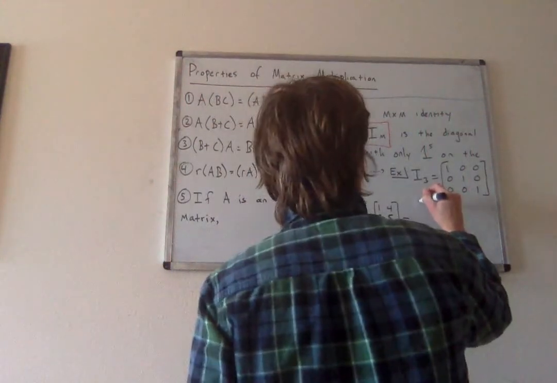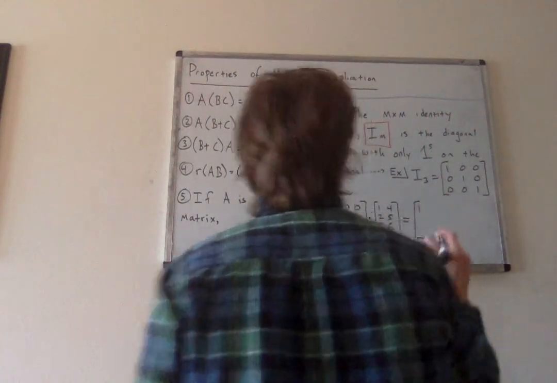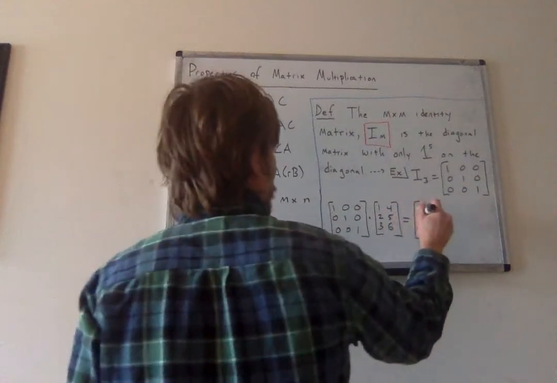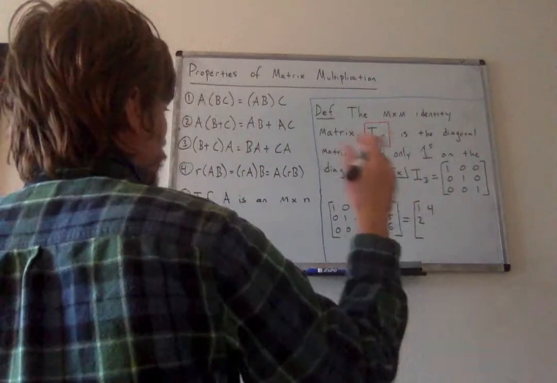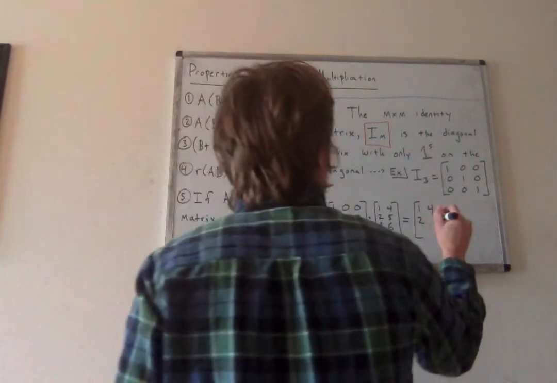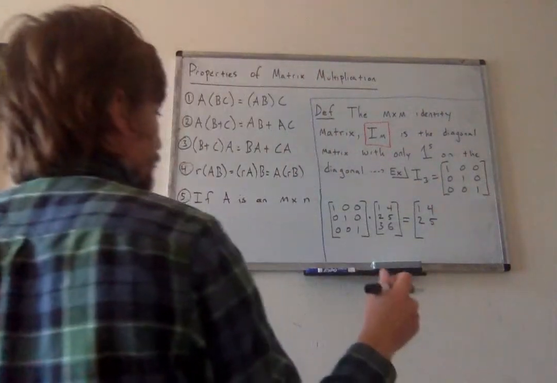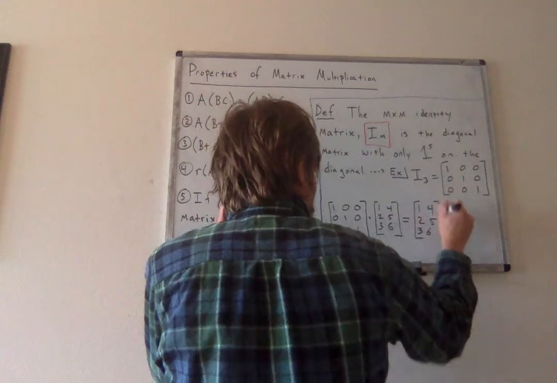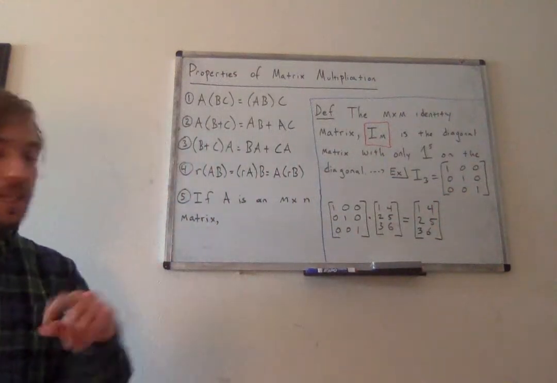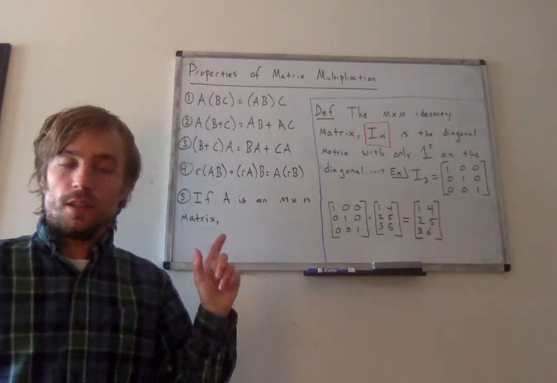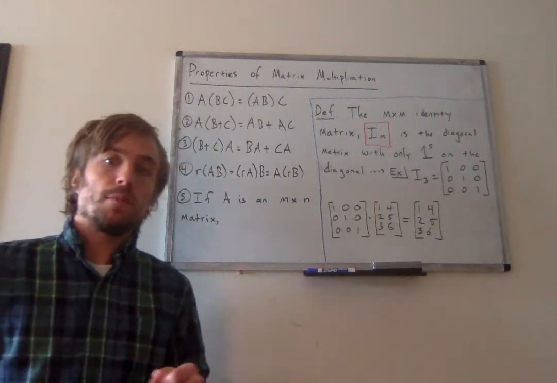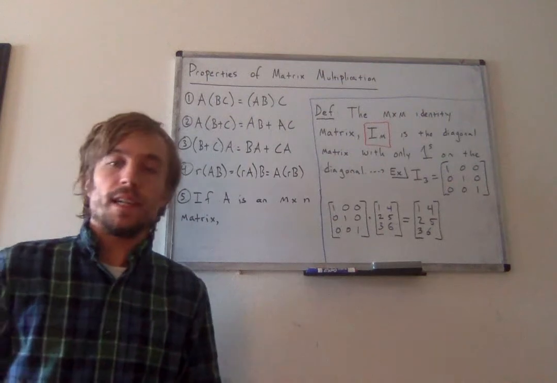1, 0, 0 matches up with 1, 2, 3. 1, 0, 0 matches up with 4, 5, 6. 0, 1, 0 matches up with 1, 2, 3. 0, 1, 0 matches up with 4, 5, 6. And 0, 0, 1. Well, you might get the trend at this point. It turns out the identity matrix, when multiplied by any matrix in a valid way, just returns that same matrix. And so that's why we call it the identity.